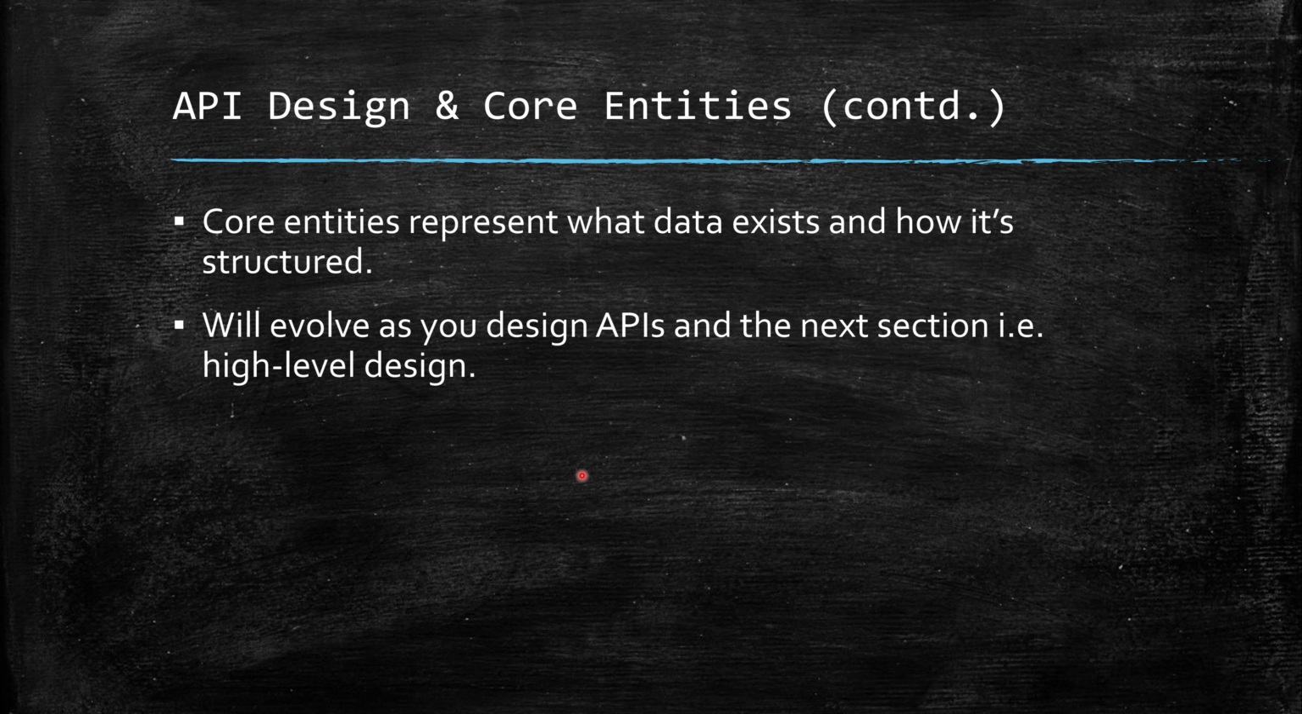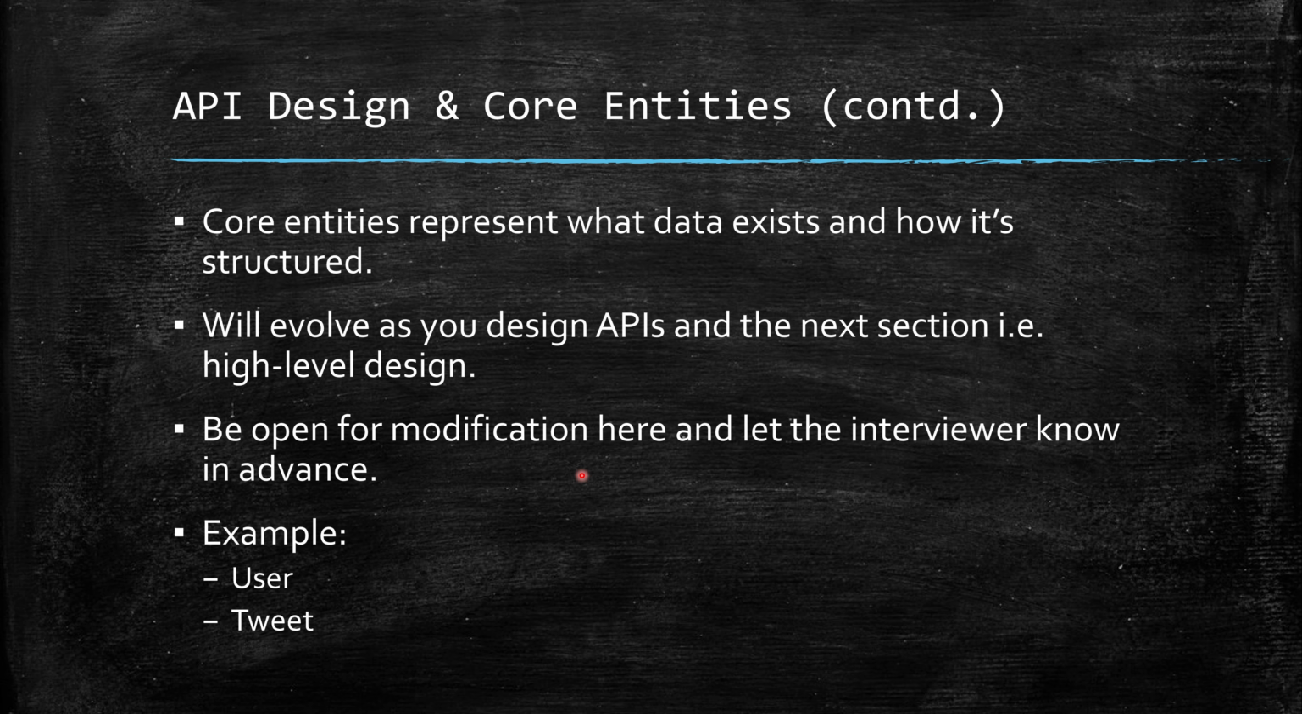Keep it simple, whatever comes to your mind, jot it down. Tell the interviewer, hey, these are the entities that I am thinking about right now. These are the entities and attributes that I'm thinking about, but these are subject to change as I further move into the design. So I will be coming back to this section. An example would be, in the case of Twitter, the entities can be a user and a tweet.